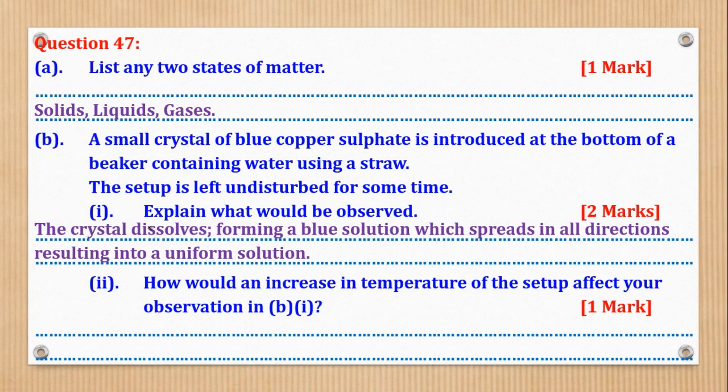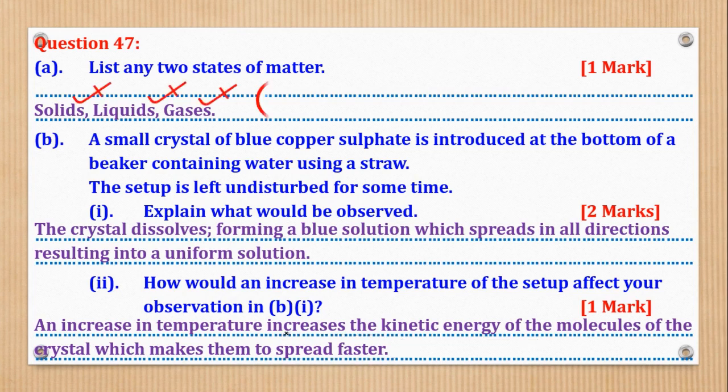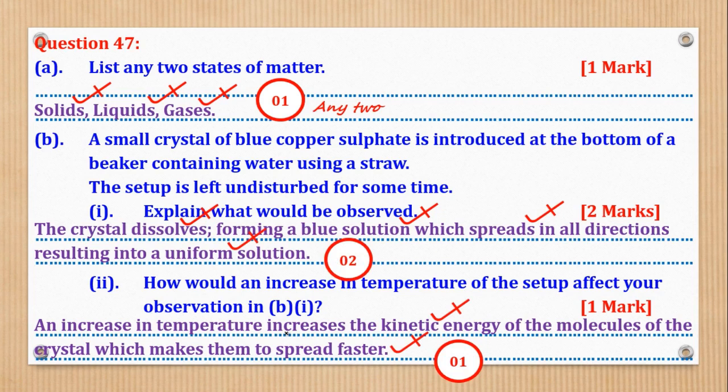That was Roman 1. Roman 2, how would an increase in temperature of the setup affect the observation? So an increase in temperature increases kinetic energy of the molecules of the crystal, which makes them spread faster, so the speed increases. So that's how those marks would be awarded.